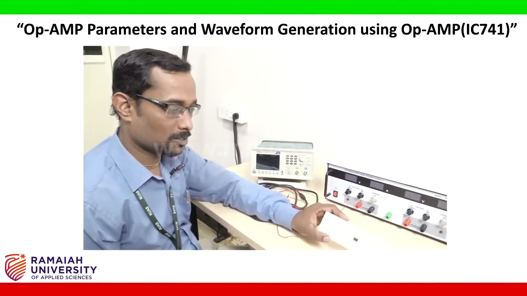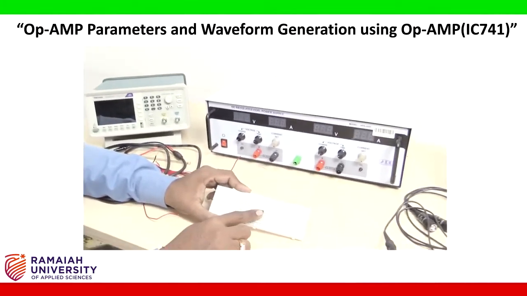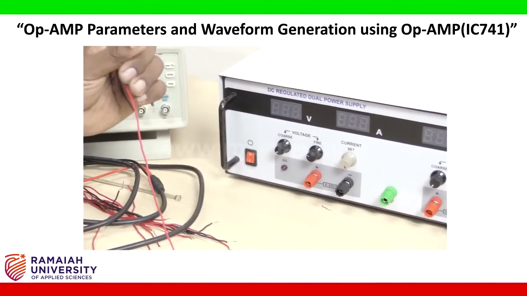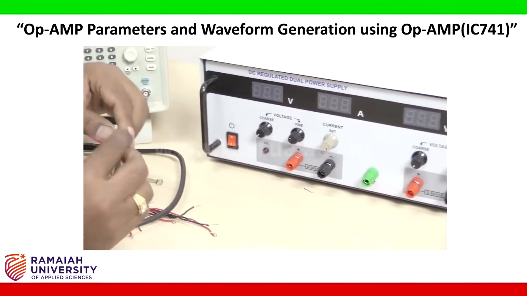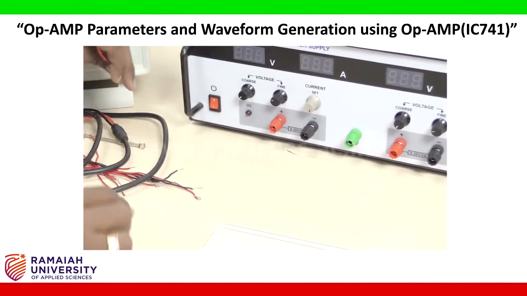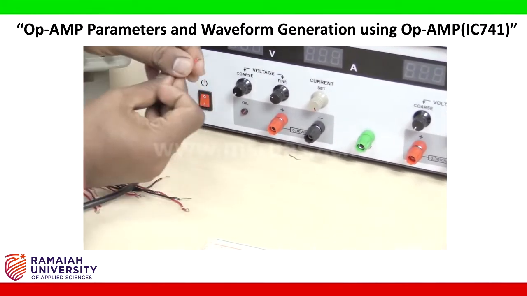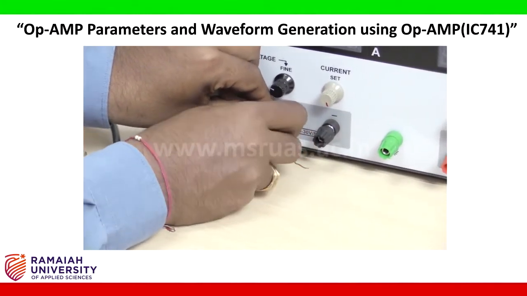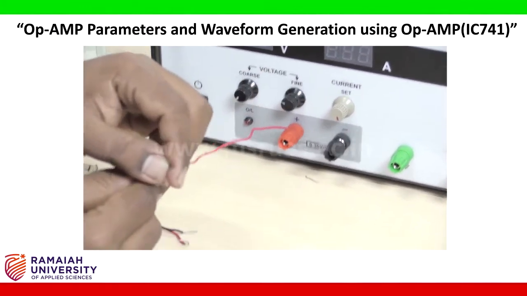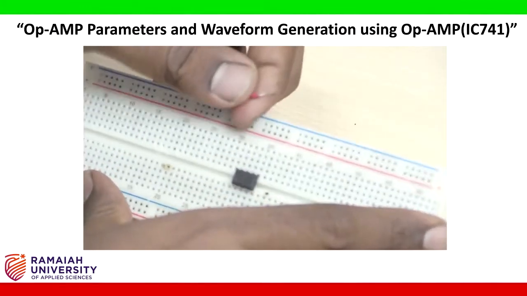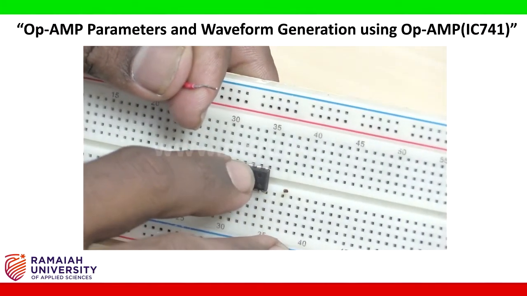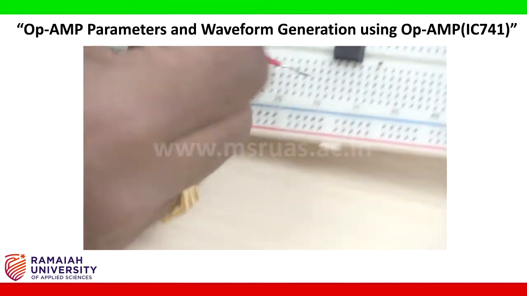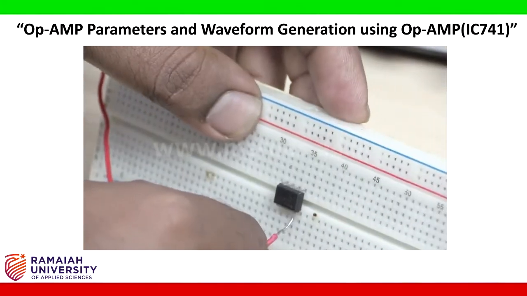Take a breadboard, the IC that will be mounted in the same position. So I'm going to connect the saturation voltage to this IC by using DC regulated dual power supply. I connect this positive terminal to pin number 7. 1, 2, 3, 4, 5, 6, 7. This is pin number 7. I am going to connect this positive to here.